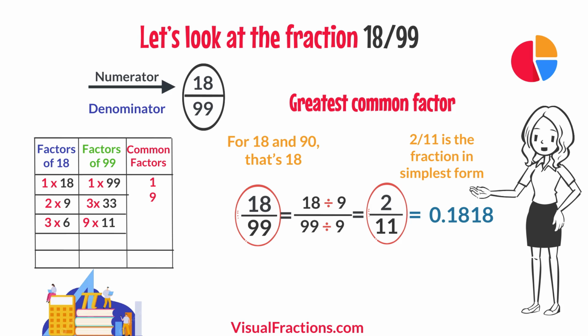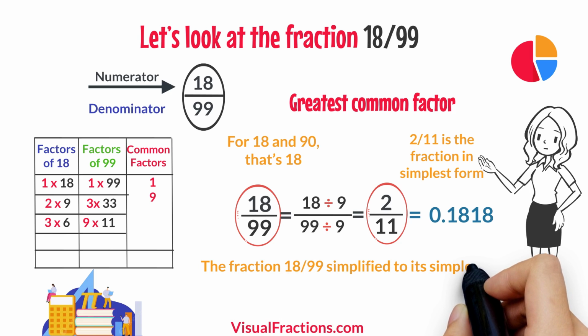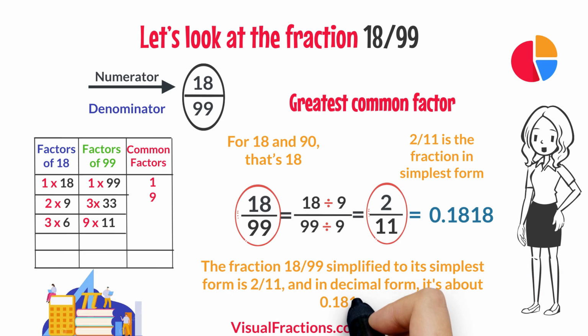So, there you have it. The fraction 18/99 simplified to its simplest form is 2/11, and in decimal form, it's about 0.1818.